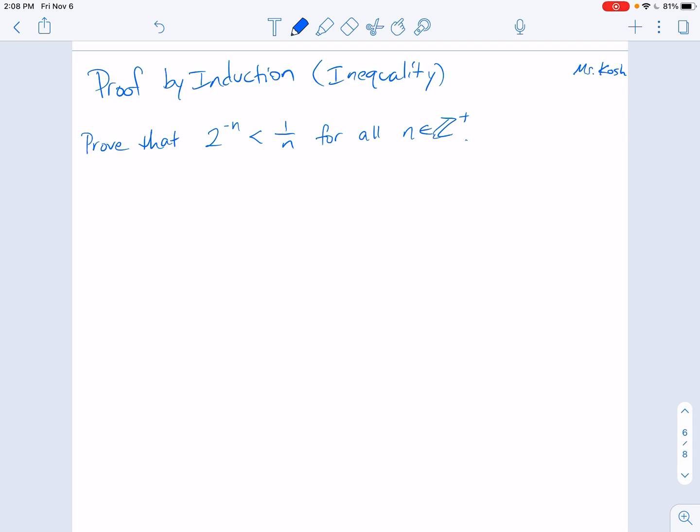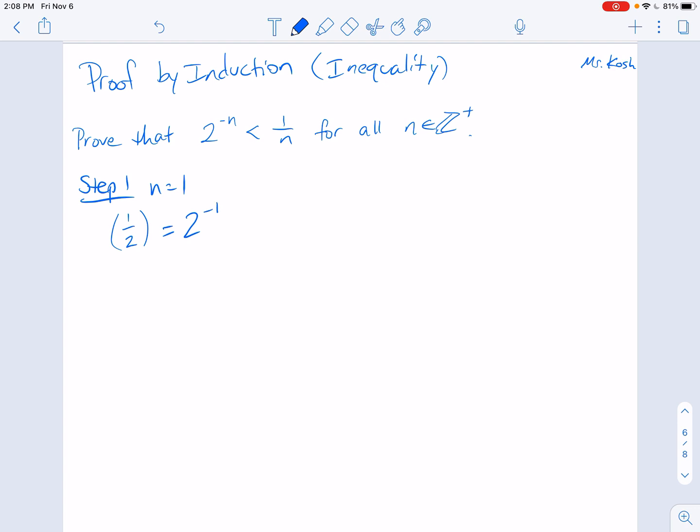So once again with induction, we always say step 1 is n equals 1 is true. So if I have 1/2 to the n, and I'm plugging in 1, 1/2 would be equal to 2 to the negative 1. And we're saying, is that less than 1 over 1? Well, 1/2 is less than 1, and so that's a true statement. So that's one way that we could verify that to be true.